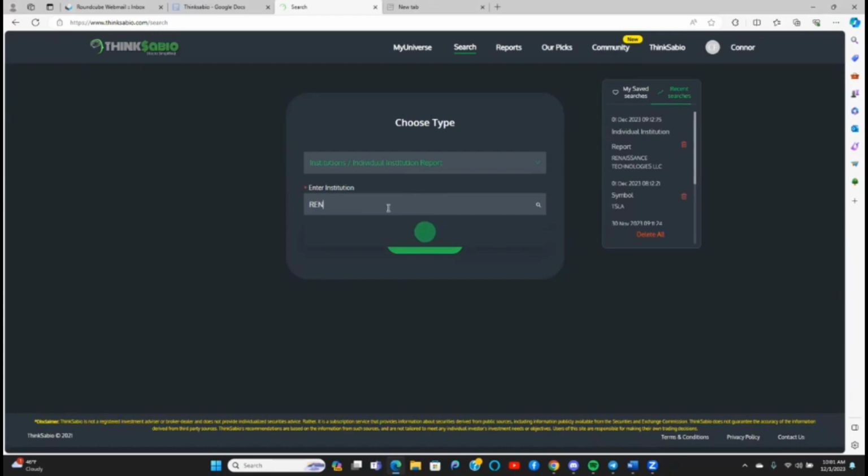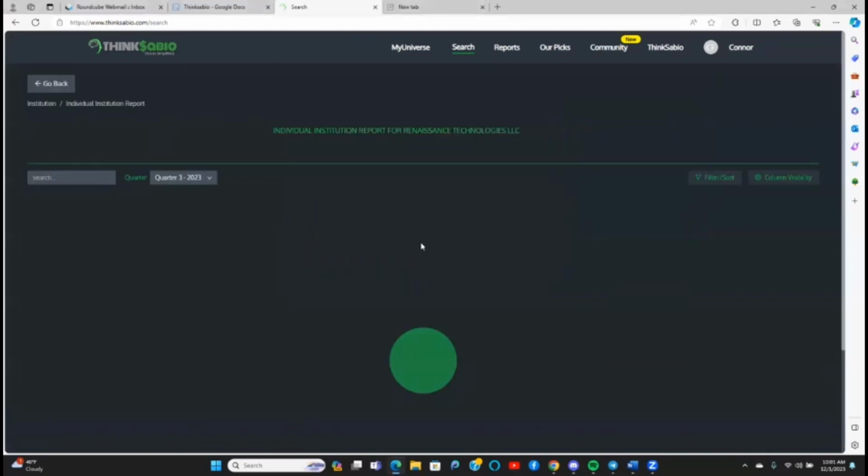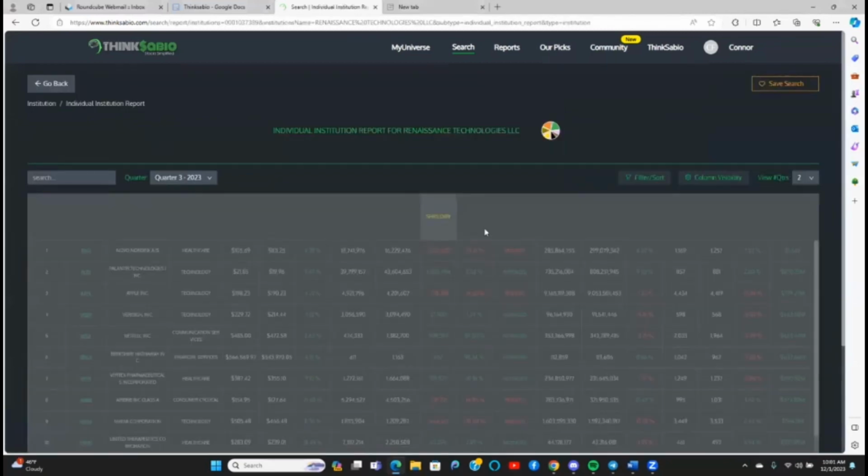For this example, I'm going to type in Renaissance Technologies, which is a major investing firm, a major hedge fund in New York. So Renaissance Technologies, here we go. And once it loads, I will take you through the report.